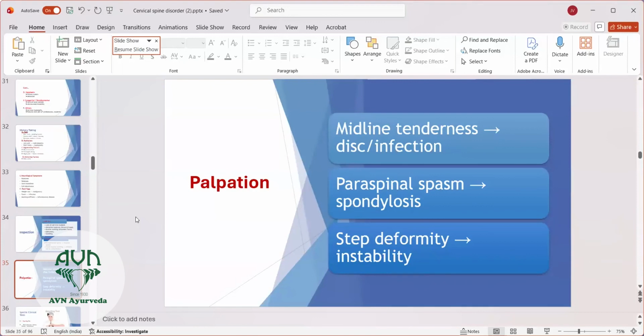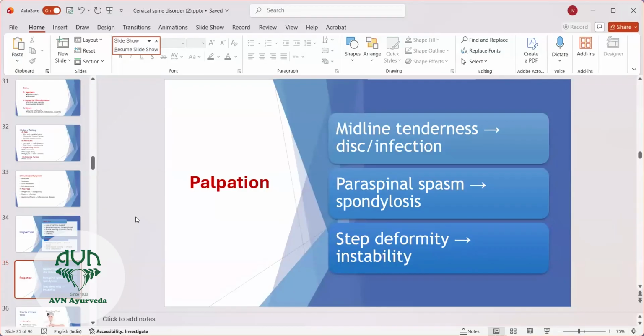Then comes the palpation. First we put our thumb on the posterior aspect of the neck and gently move from C1 to C7. We observe whether any midline tenderness is there, and we can also feel the muscle spasm. Midline tenderness is usually seen in intervertebral disc prolapse, and also in infection at that level. We can also observe paraspinal spasm in cervical spondylosis.